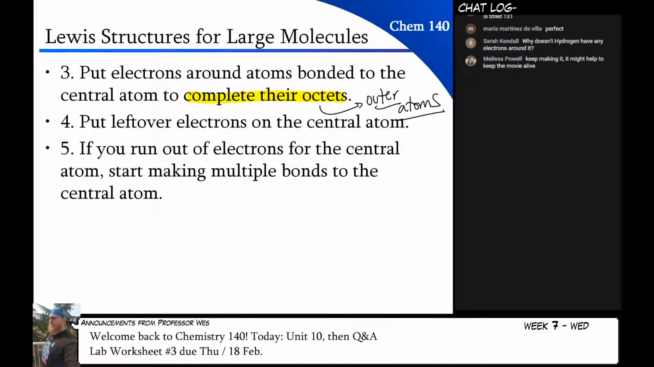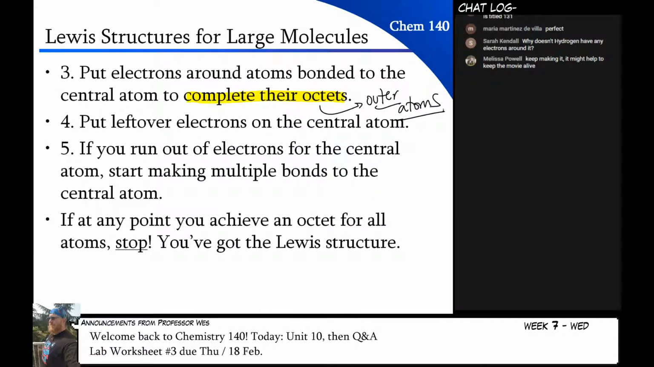Now, if at any point you are drawing your structure and you notice, oh, everything has an octet, or all my hydrogens have 2, stop. That is enough. You have the correct structure. So you could be done with the structure as early as step 2. But go through all the steps one at a time from 1 to 5. Don't skip any steps. Don't do them out of order. Don't go back. If you do the steps out of order, you'll get the wrong result. So be careful.